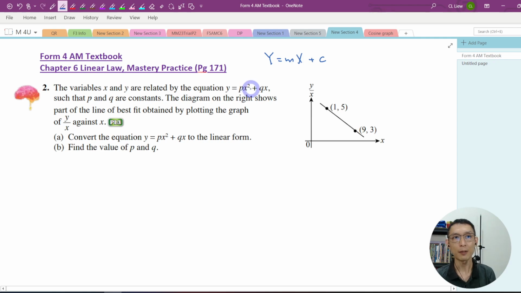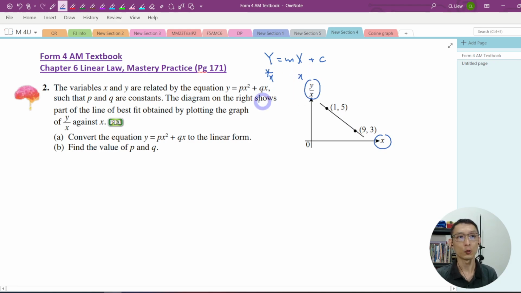First, I'm going to observe the given graph. You will notice that this is y over x. It means that the big Y here is actually y over x. And the horizontal axis is x, so the big X is still x.